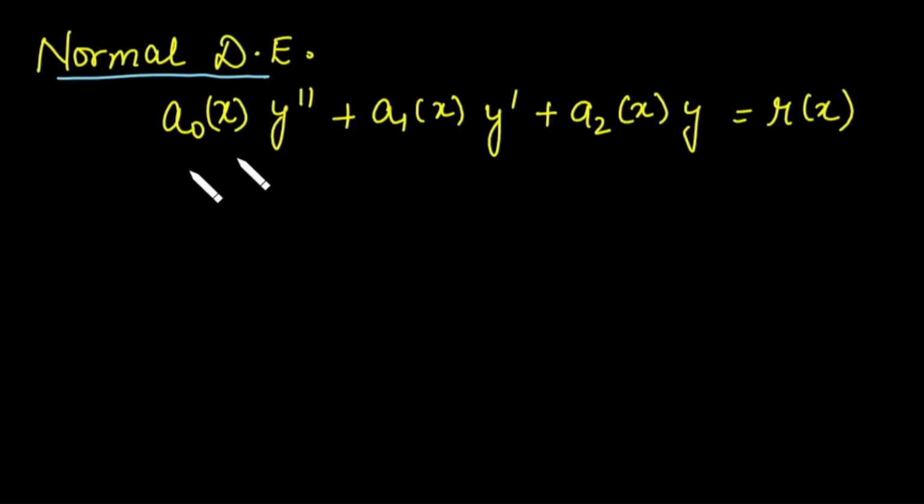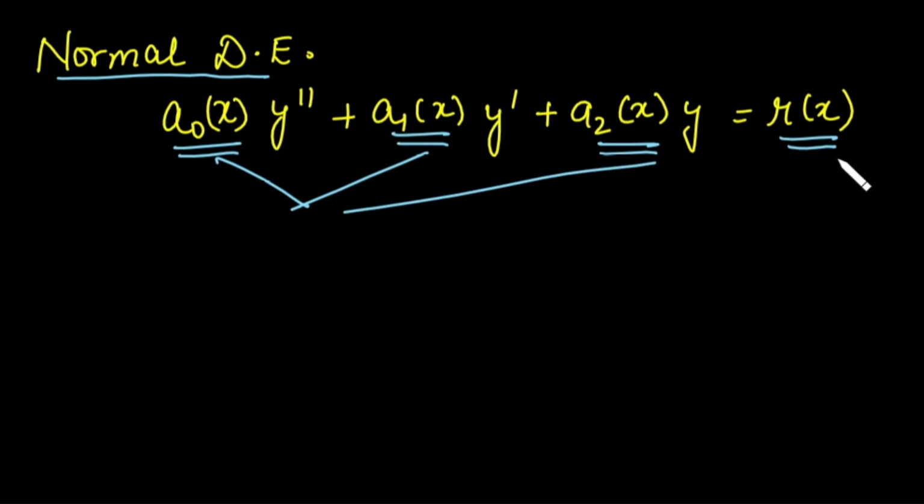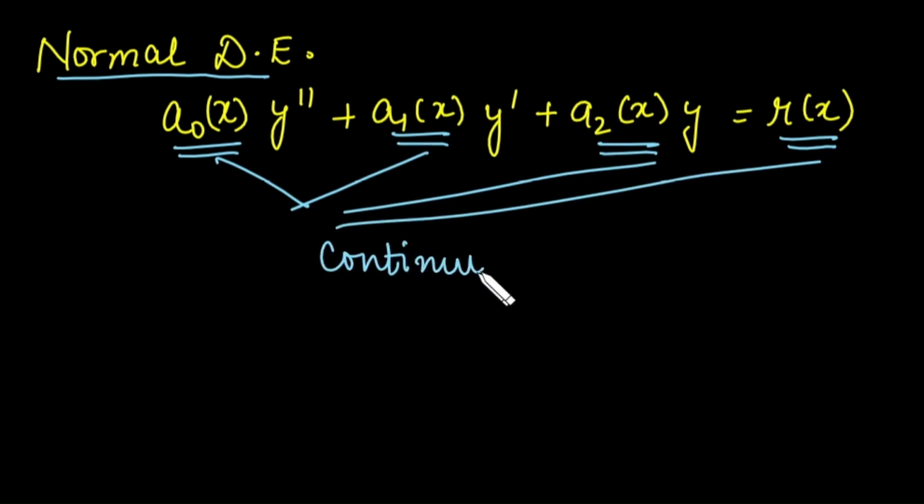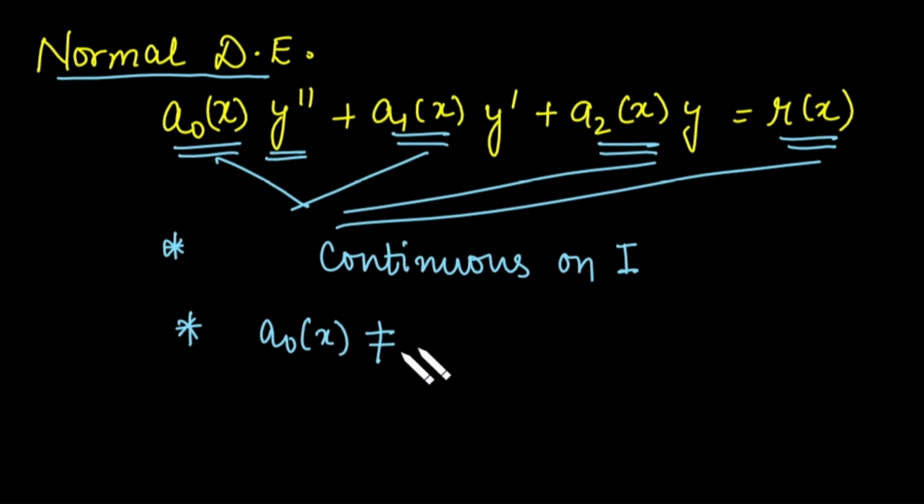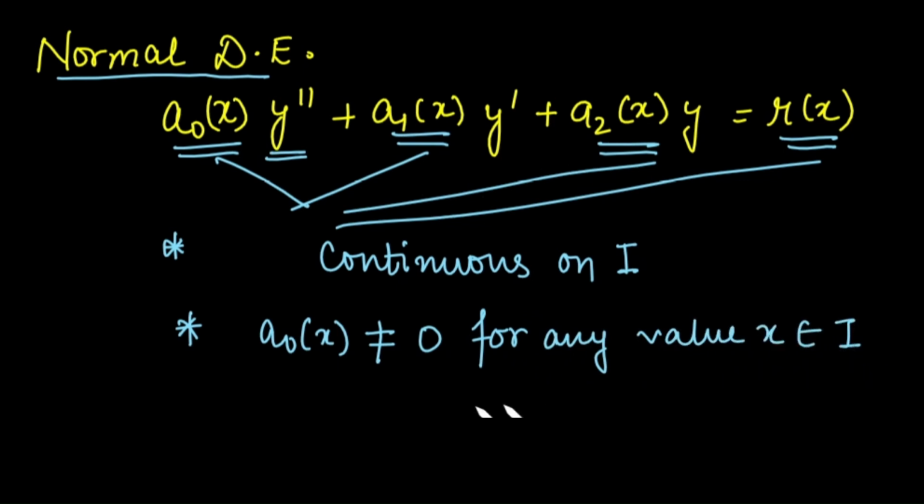The next topic is a normal differential equation. When we say the second order differential equation is normal, let's take a small recap of this. For that, we collect the coefficients of the dependent variable and its derivatives as well as the right hand side, non-homogeneous function. Make sure they are all continuous functions on a given interval I. The second condition is that the leading coefficient, meaning the highest order derivative coefficient, is not equal to 0 for any value of x in the interval. If these two conditions are fulfilled, then we say that the differential equation is normal on the interval I.